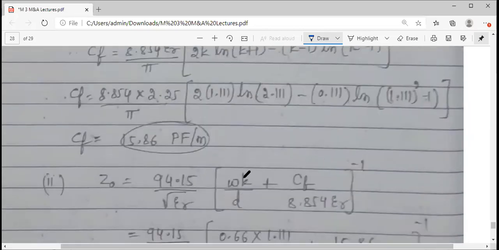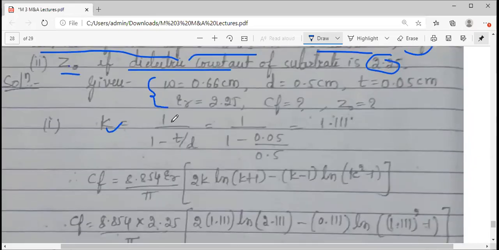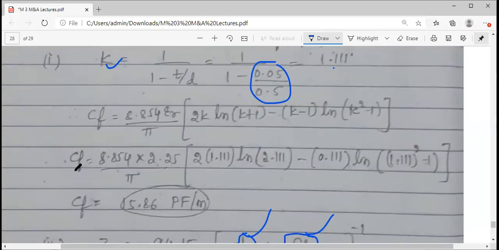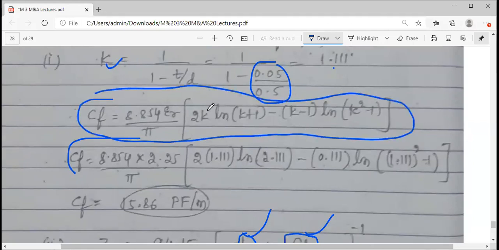So list the data. We want Z0. In the Z0 equation, you can see K and CF are unknown to you. So go for calculation of K, 1 by 1 minus T by D; substitute the values and get the answer. Then this parameter is over. Now I need CF. You have the formula with you. In this formula, substitute K. K is 1.111, and epsilon r is given to you. Fine, so you can get CF. It is in picofarad per meter, so whatever answer you get, put it in picofarad per meter.